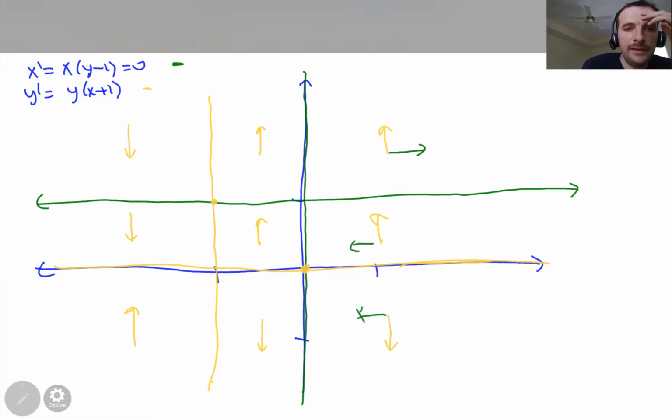Okay. Here, which part? Top left part. X is negative, right? But y minus 1 is positive, so it's again negative. It's going left. And similarly, on the bottom left, y minus 1 is negative and x is negative. That's why it's positive, so it's going right. Okay. So these are the directions of our arrows.